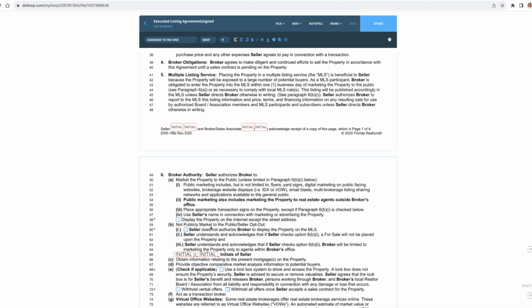No, not publicly market to the public. The seller does not authorize the broker to display the property on MLS. This is not a typical thing. This is a special condition here, these two boxes.